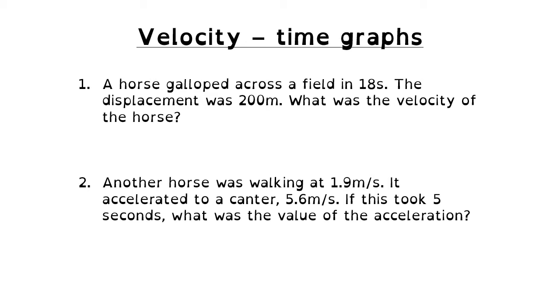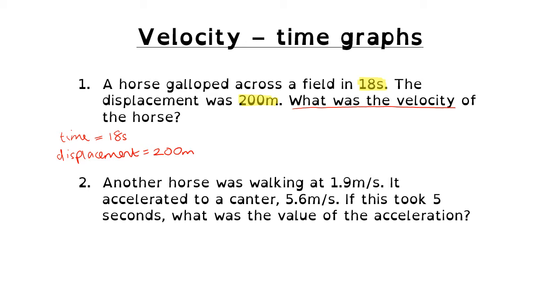Okay, so first of all, we're going to have a look at question number 1. That's a sensible place to start. A horse galloped across a field in 18 seconds. So I'm going to highlight 18 seconds there, and think to myself, what is that? That is a time. Time equals 18 seconds. The displacement was 200 meters, so displacement equals 200 meters. And then it says, what was the velocity of the horse?